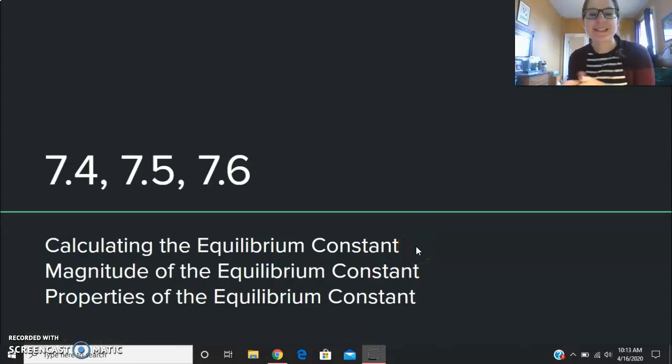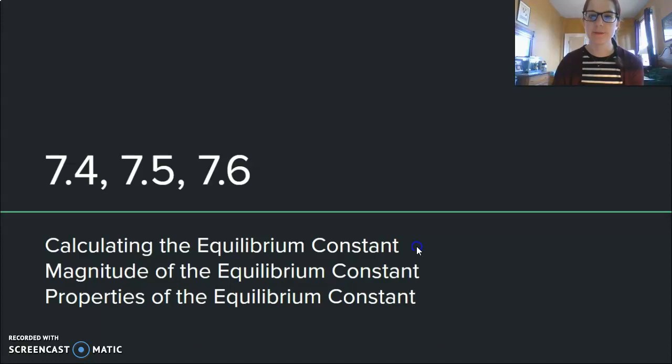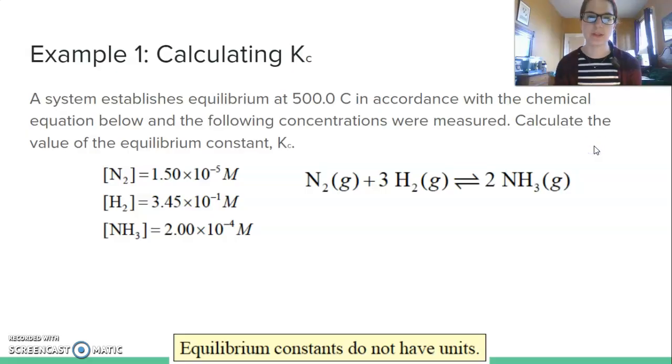Morning AP Chem. Today we're going to go over Unit 7.4 through 7.6, which involves calculating the equilibrium constant, understanding what the magnitude, the number of the equilibrium constant actually tells us about the equation and the reaction, and properties of the equilibrium constant. Okay, so we're going to jump right in with some examples.